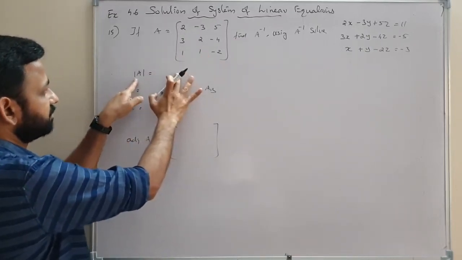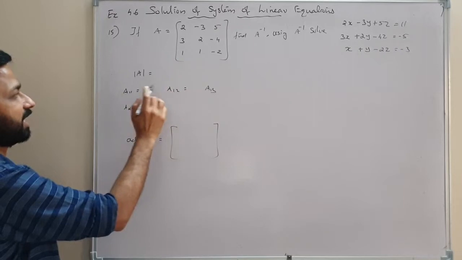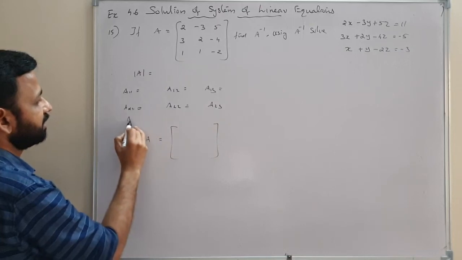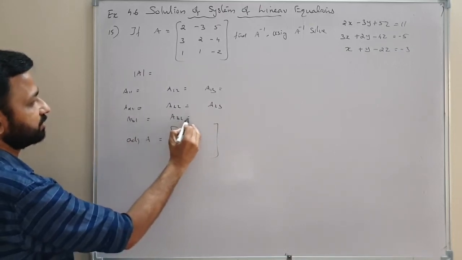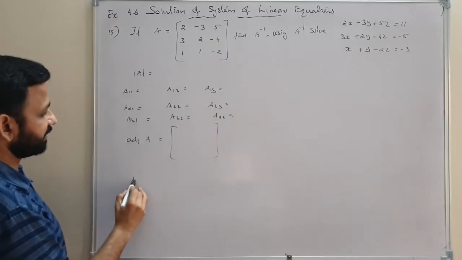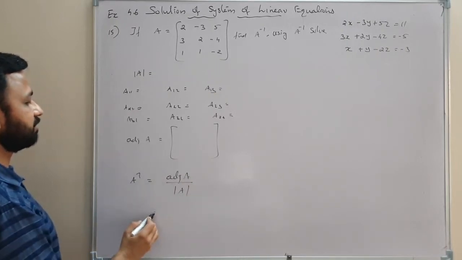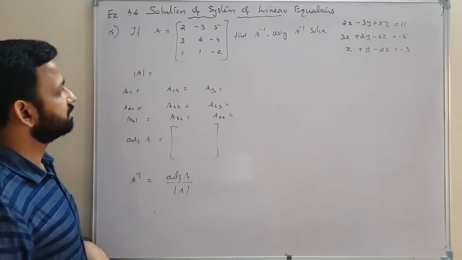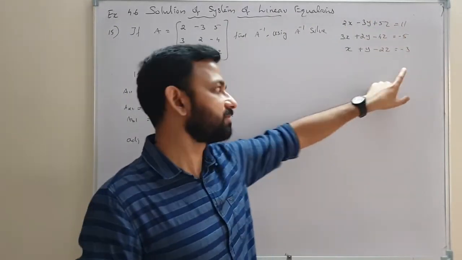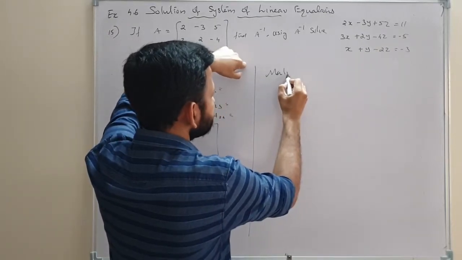Determinant A we will find. Determinant A will not be 0 in this question. Then find all the cofactors A11, A12, A13, A21, A22, A23, A31, A32, A33. We will find then adjoint A. Then A inverse is equal to adjoint A divided by determinant A. So we will get A inverse. Then after getting A inverse, by using A inverse we need to solve this equation. That is our question. So we need to write the matrix form of this equation. Matrix form.